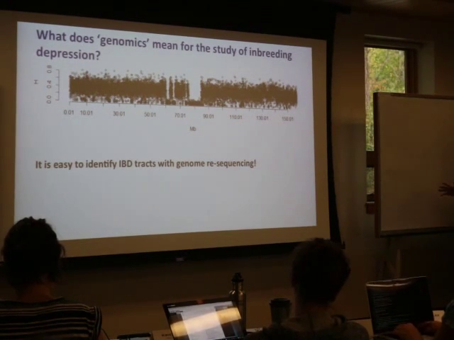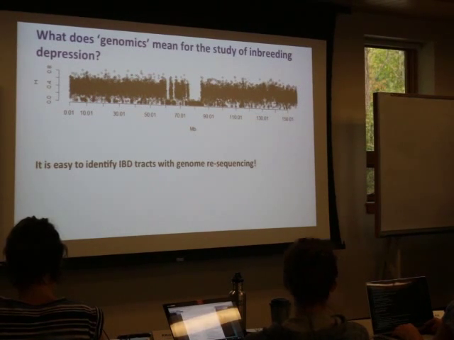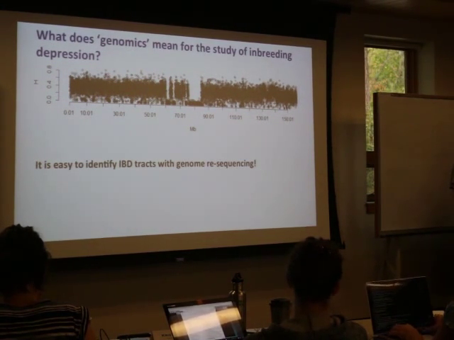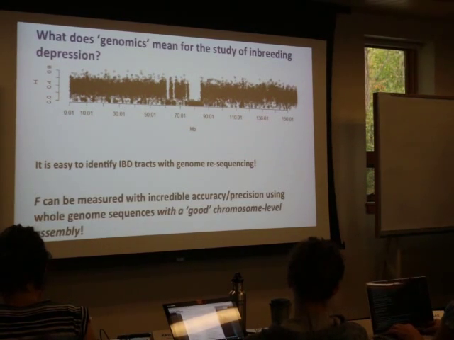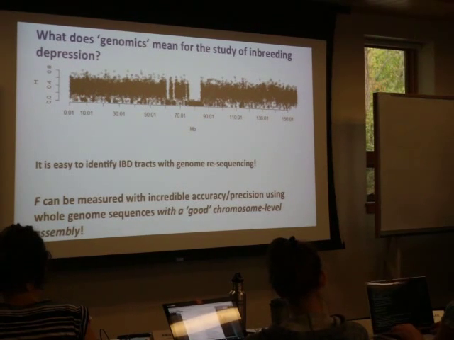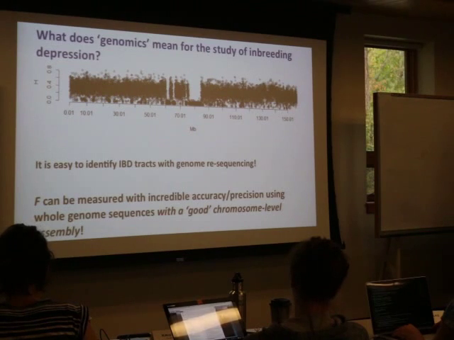So we're getting close to the end. What does genomics mean in the study of inbreeding depression? I think it's pretty obvious that when you have resequencing data, you can very precisely and easily estimate individual inbreeding. To identify runs of homozygosity, you really need a chromosome-level assembly, which are still pretty rare for natural populations, but as Jeff mentioned, becoming more common.